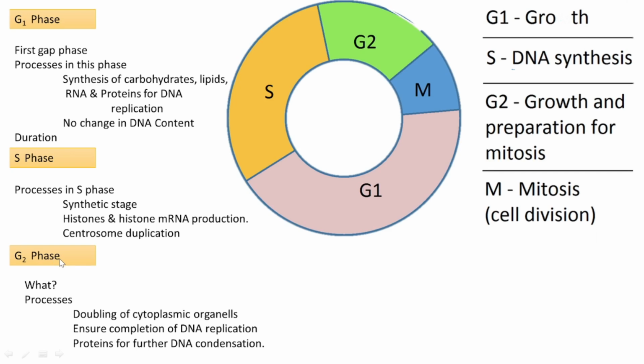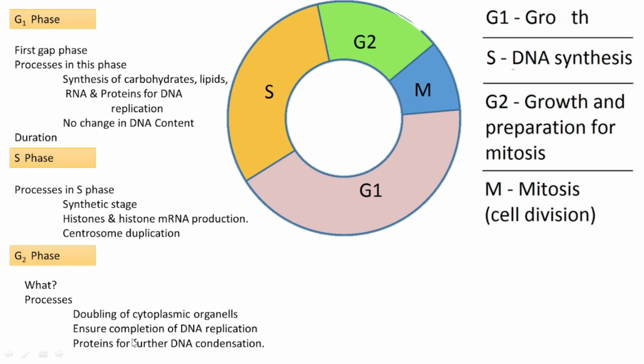Next is G2 phase. I already told you G denotes gap. Second gap phase, G2 phase. It is characterized by an increase in the nuclear volume. Why does the nuclear volume increase? Because DNA has already replicated, and that itself adds more volume to the nucleus. Then what processes happen during this G2 phase? There is a doubling of cytoplasmic organelles. All the organelles present in the cytoplasm, like mitochondria, Golgi apparatus, centrioles, all those need to be doubled. Only then can they be equally distributed among the newly formed daughter cells.